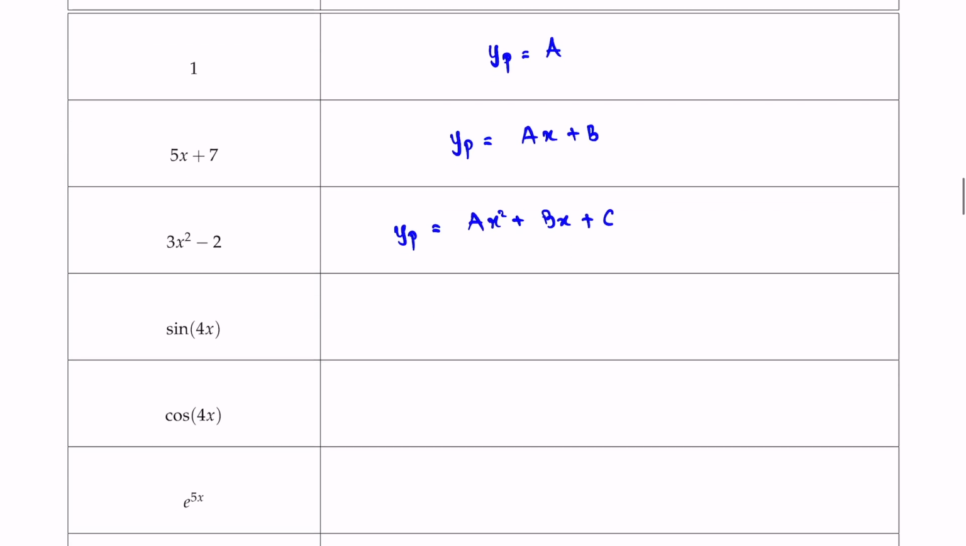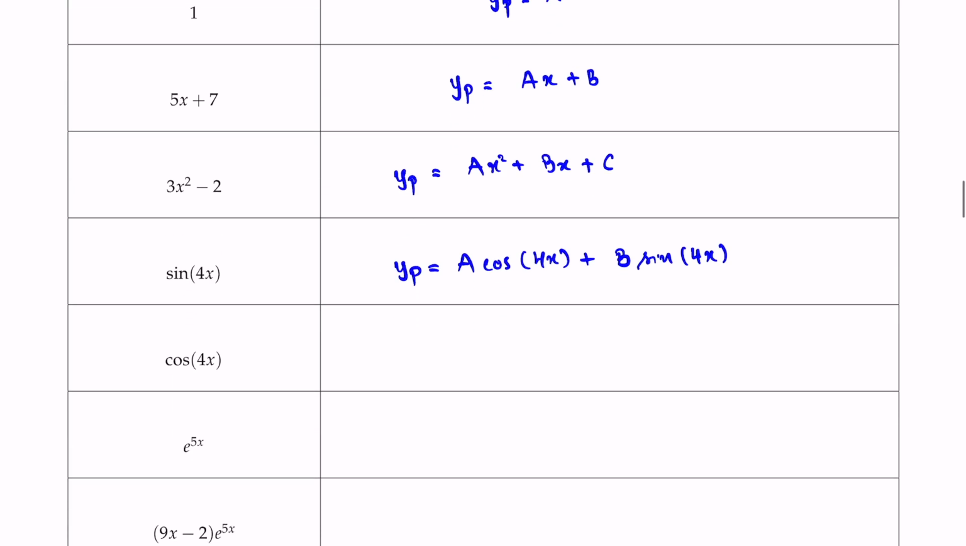Now for sine function, sine of 4x, the trial solution is a times cosine of 4x plus b times sine of 4x. It should be a linear combination of both sine function and cosine function. Now this goes the same for cosine of 4x: a times cosine of 4x plus b times sine of 4x.